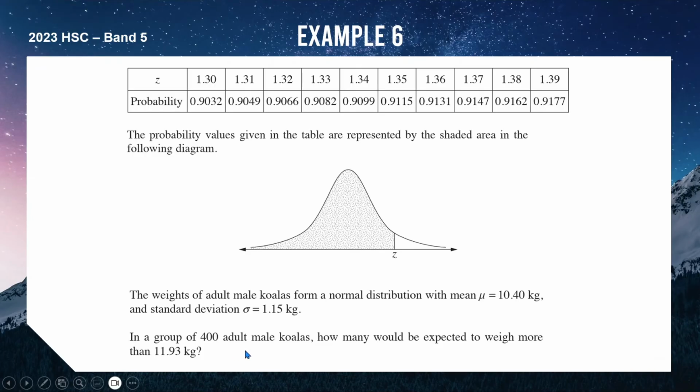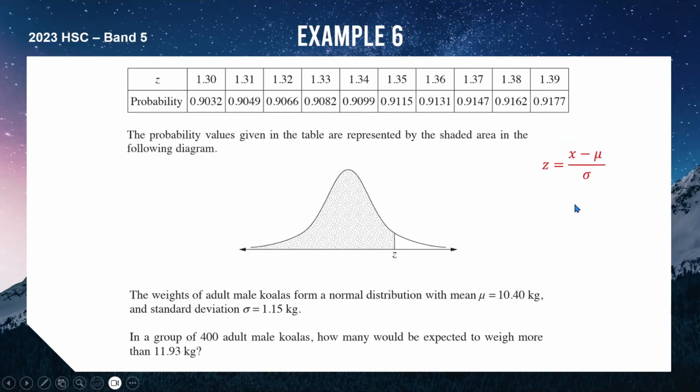Now, as we can see, this table is all talking about z-scores. So the first key to this question is, hey, if I want to use this table and use this picture as well, I'm going to need to figure out what the z-score of 11.93 is. So that's where we're going to start.